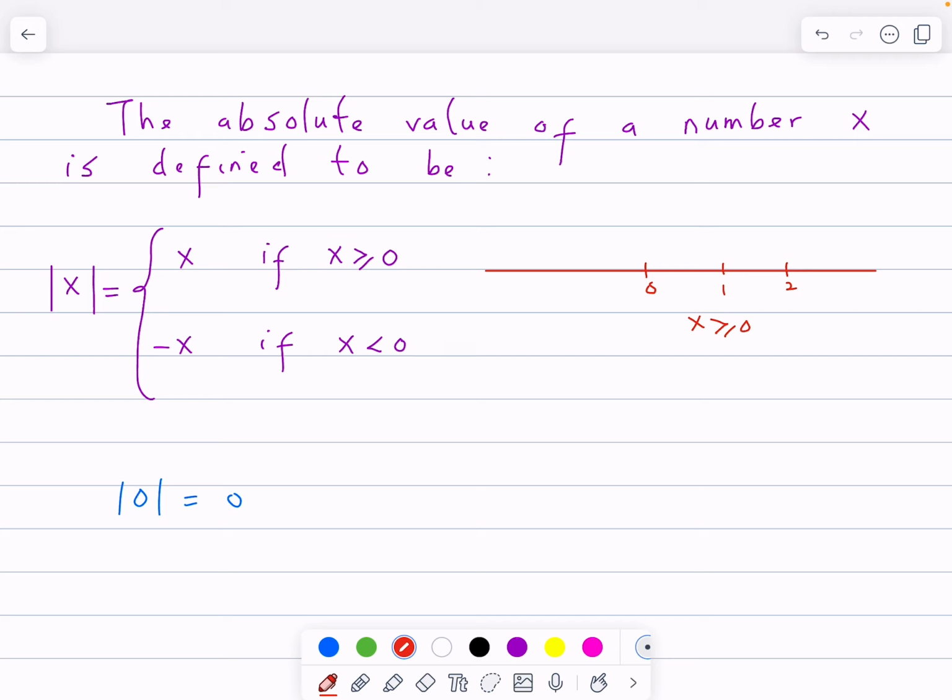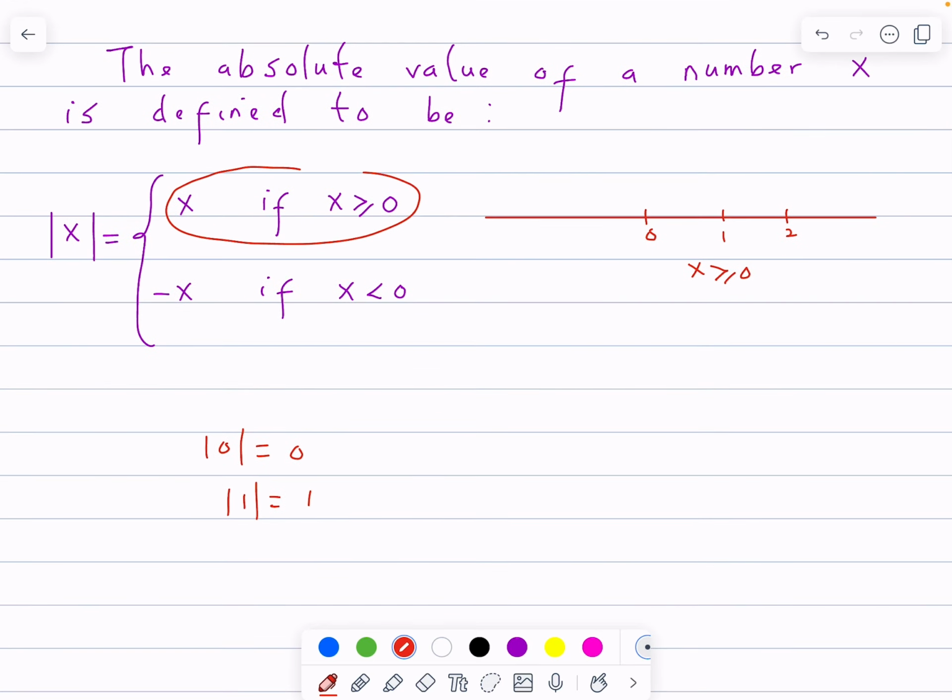So what it's saying here is that if x is 0, the absolute value of 0 is just going to be 0, looking at this first part of the piecewise function. If x is 1, the absolute value of 1 is just going to be 1. If x is 2, the absolute value of 2 is just going to be 2. And if x is 2024, the absolute value of 2024 is just going to be 2024. That's what that first part is saying.